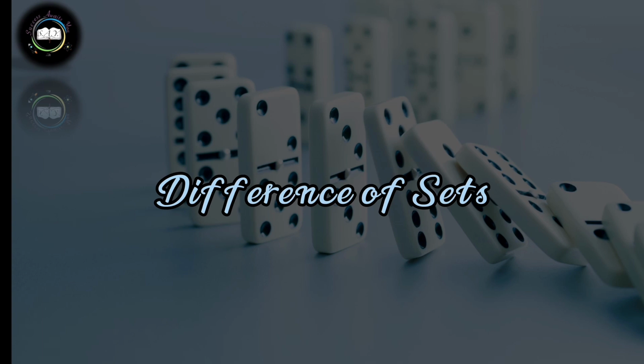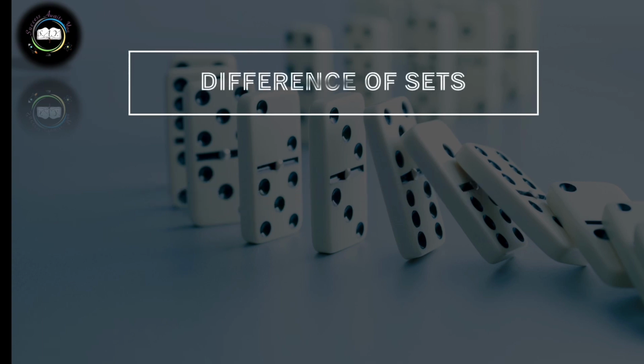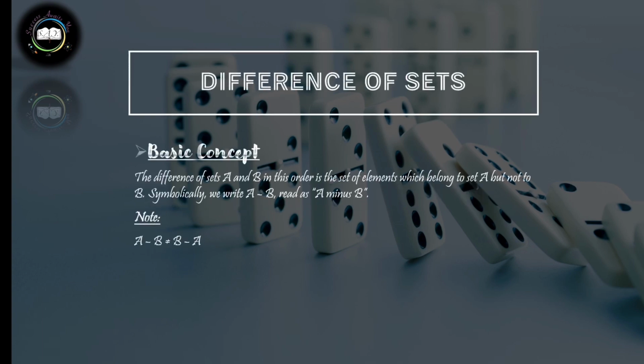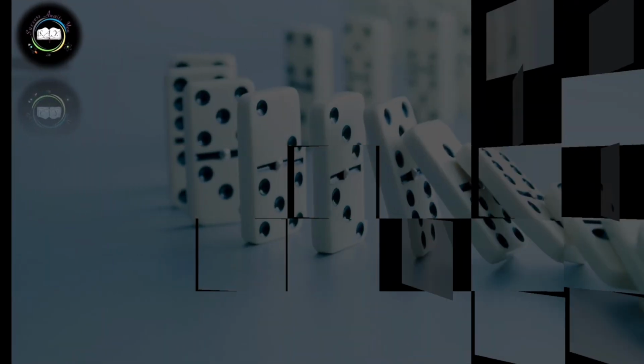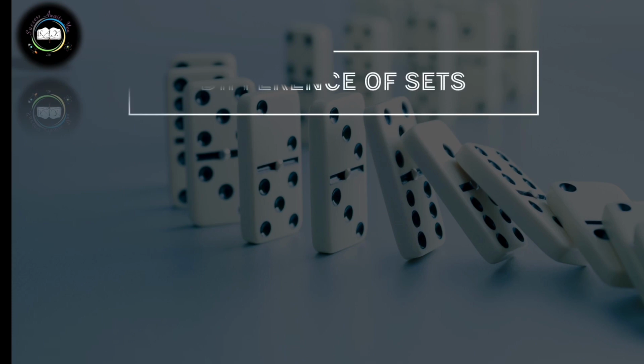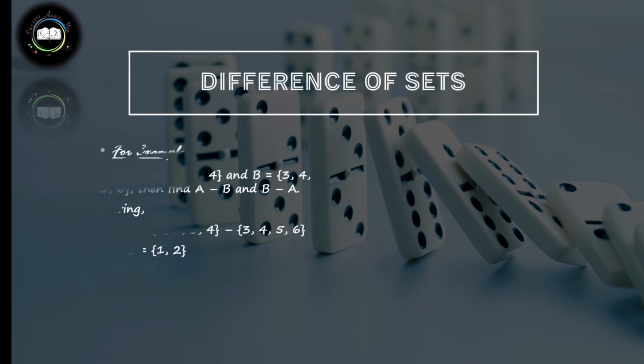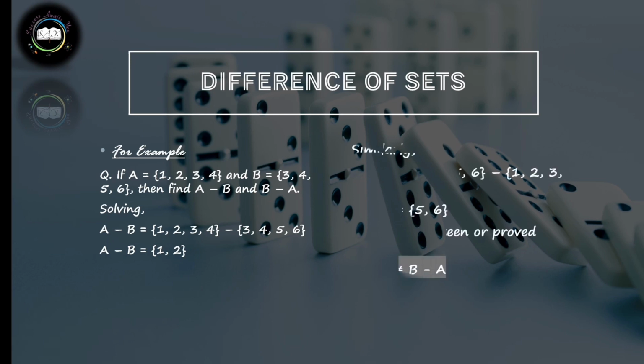The difference of two sets, written A minus B, is the set of all elements of A that are not elements of B. The difference operation, along with union and intersection, is an important and fundamental set theory operation. Let's use an example here. If set A equals {1, 2, 3, 4}, and B equals {3, 4, 5, 6}, then find A minus B and B minus A.